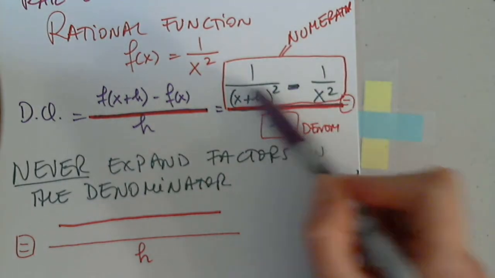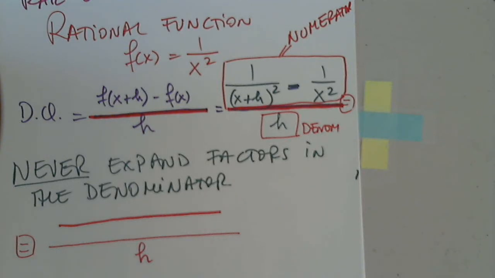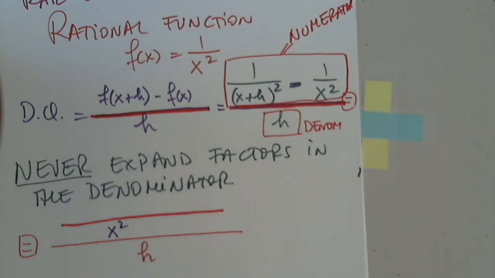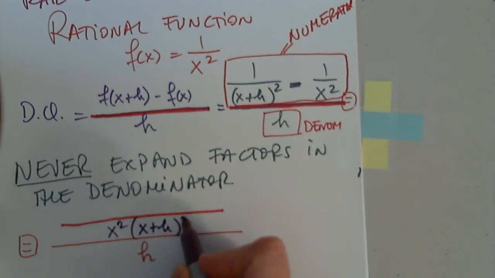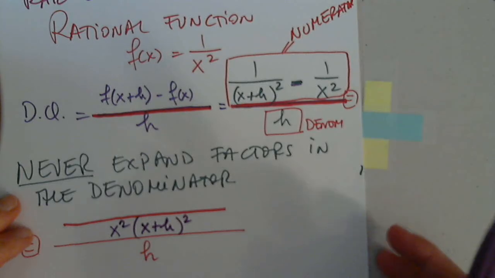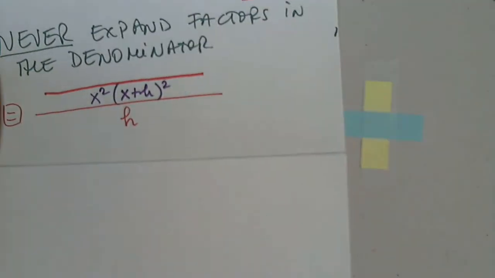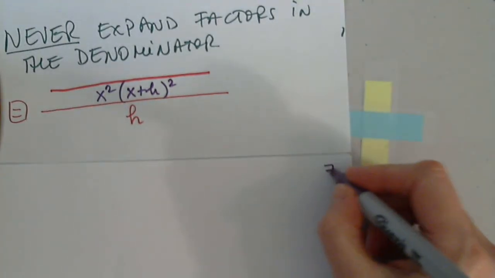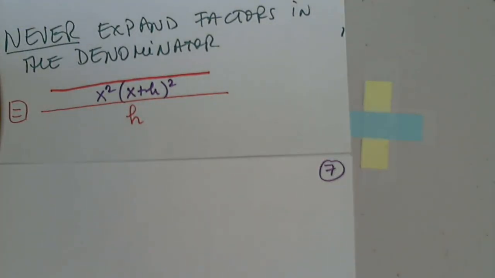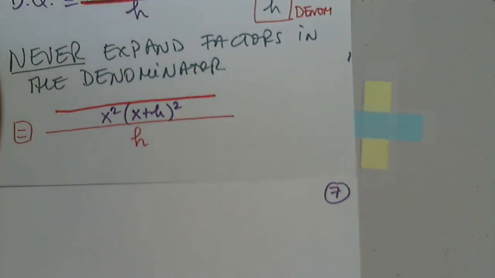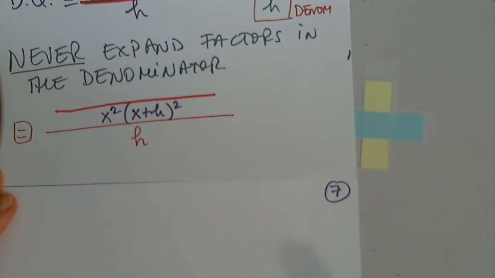So we are now subtracting these two fractions. I need a least common denominator in order to continue. Would it be x squared times, in parentheses, x plus h squared? Well done. Well done.